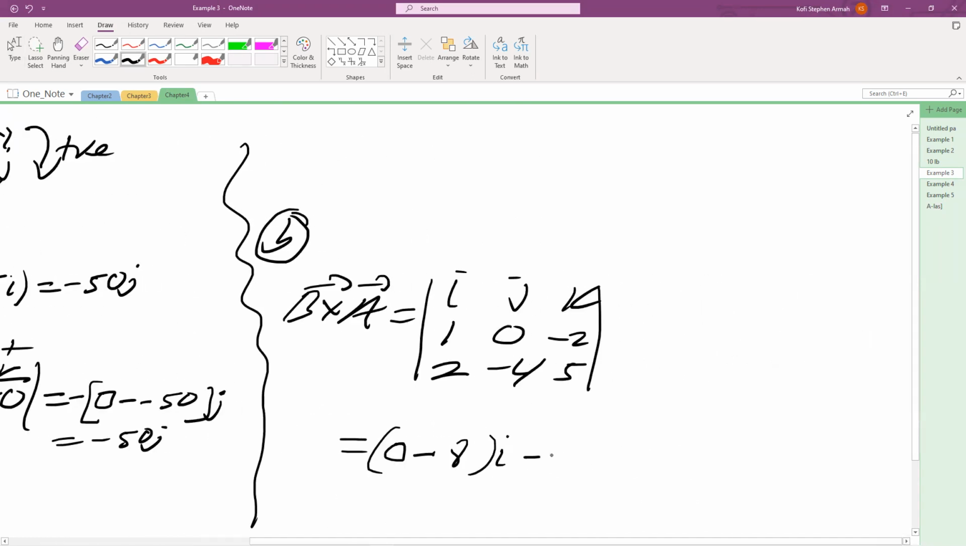And then there is minus something with a J. So let's see. You cover this side and cover that side. So you have 5 times 1 is 5, minus 2 times minus that. So there's minus minus, so this will end up to be plus.